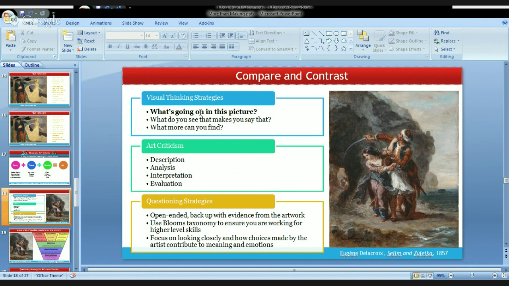So starting with what's going on in this picture, and then following it up with, what do you see that makes you say that, can get you a long, long way. And then you keep going. What more can you find? What else is going on? You can spend the whole time with those three questions, and that's enough, because they will just keep talking. They'll keep noticing. What more can you find, and then you pause and wait. Wait for them to keep thinking, and they'll come up with something.